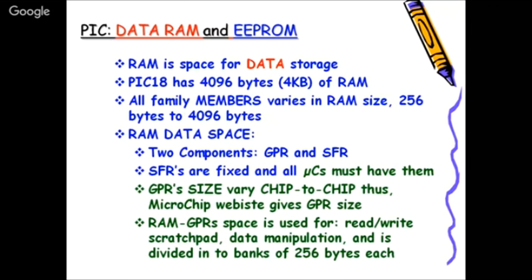SFRs are fixed, so GPR size varies chip to chip, thus Microchip website gives GPR size only. And RAM में जो GPR space is used for read write and scratch pad data manipulation and is divided into banks up to 256 bytes each. ये mainly जैसे SFR आपके associated है, जैसे टाइमर काउंटर रजिस्टर, सीरियल कम्युनिकेशन रजिस्टर, SCONs, और बहुत सारे 8051 के जैसे होते हैं, TCON, SCON, SMOD, TMOD, टाइमर मोड कंट्रोल रजिस्टर्स। तो ये जितने भी पेरिफेरल्स है, अब जैसे आपका सीरियल कम्युनिकेशन है तो SCON, SMOD, these are related to that.